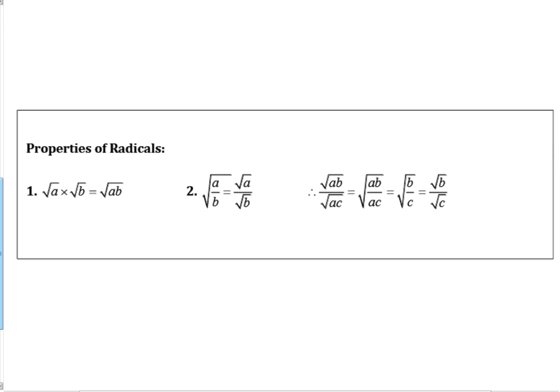The same goes with division. If you have root A over root B, it's the same thing as root A over B. You put them under the same radical, and we'll be using that in the next couple days as well. All right, so just some properties. Here, root A divided by root C, the A's can just cancel out, essentially, because we can put them all under one square root, and then the A's cancel. So root B over C.